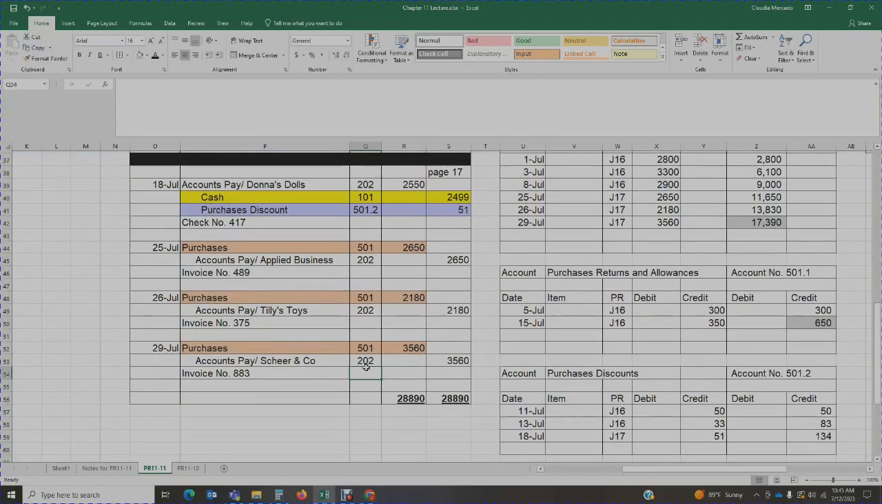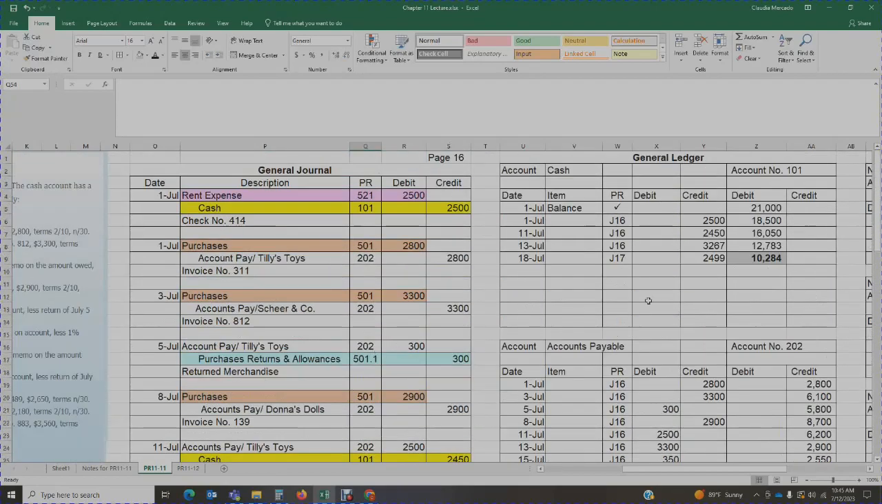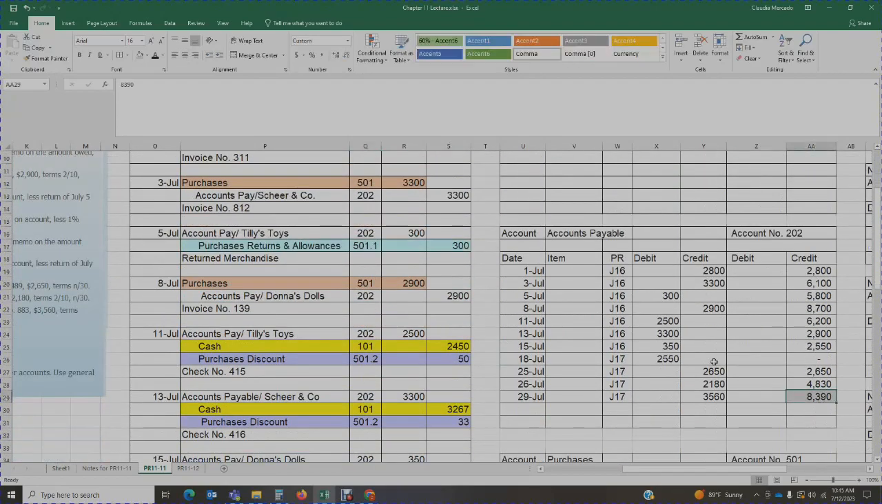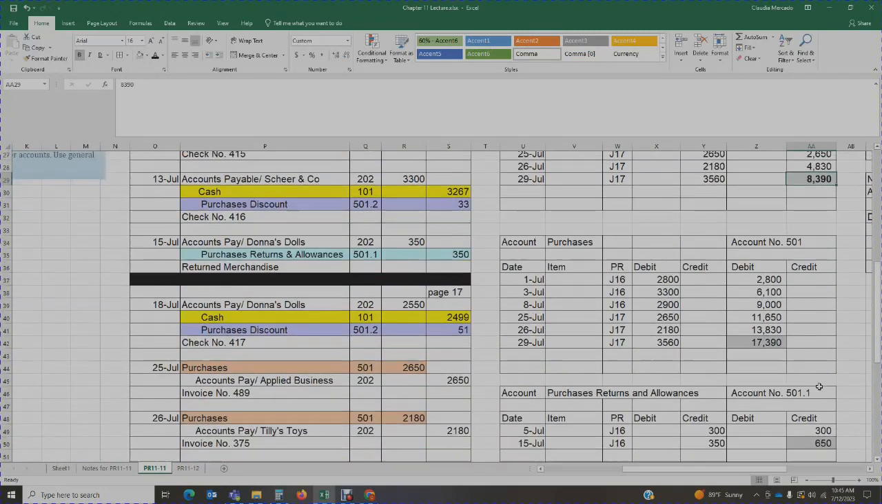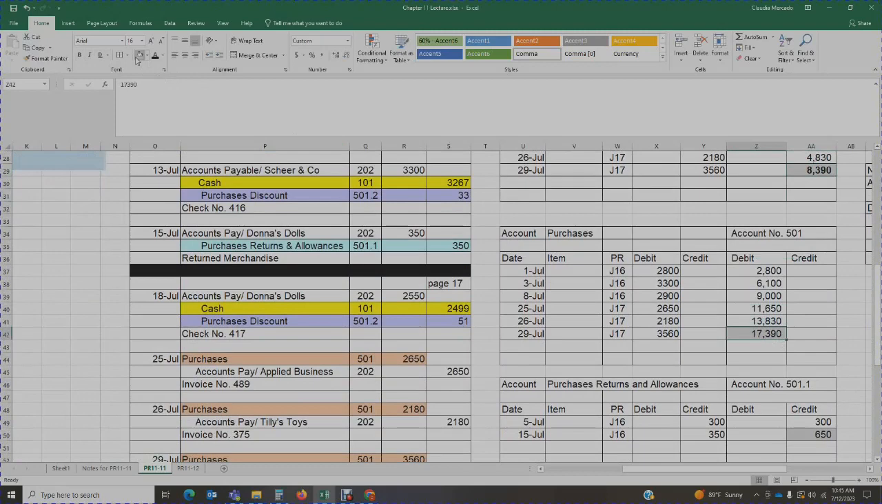I don't want to miss anything. Yeah, everything has an account number. So all of the information has been transferred to the ledgers. Okay. The items in gray are the ending balance for each of the accounts.